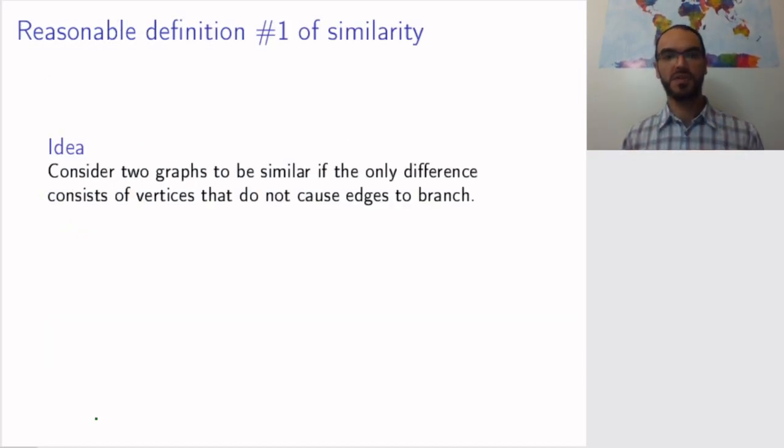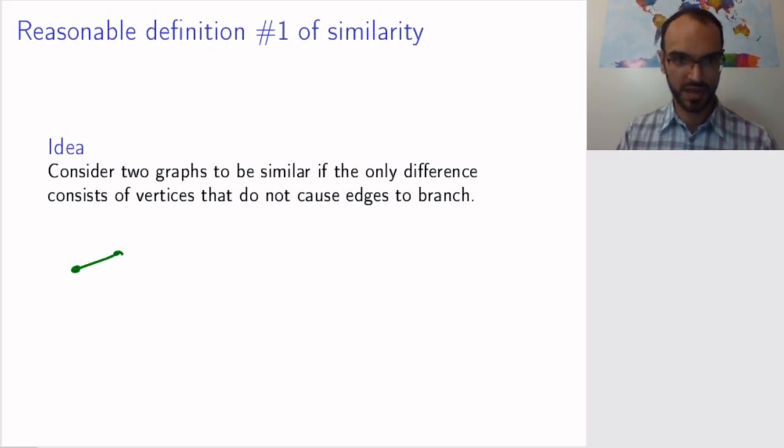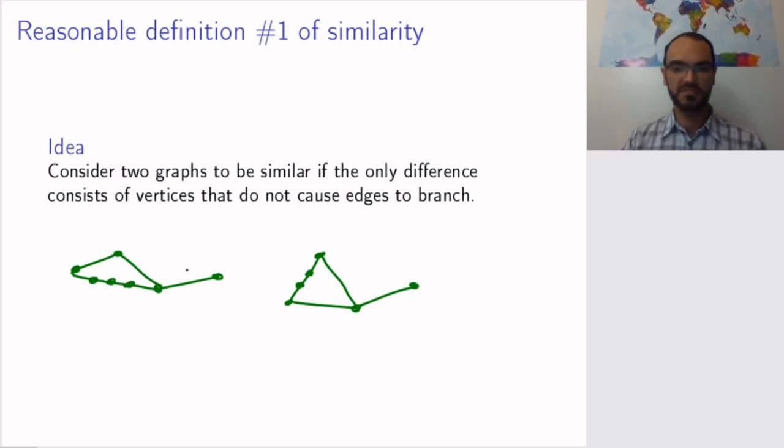The idea of this definition is you consider two graphs to be similar if the only difference between them is that you have a bunch of vertices that do not cause edges to branch. What do I mean by this? Look, for example, at the following two graphs. So this is one graph, and the other graph looks like this. So these graphs are not isomorphic. For one thing, they have a different number of vertices.